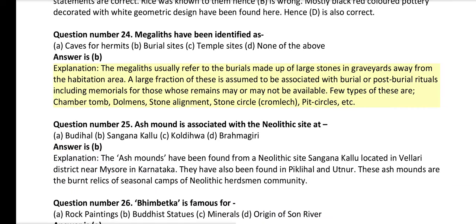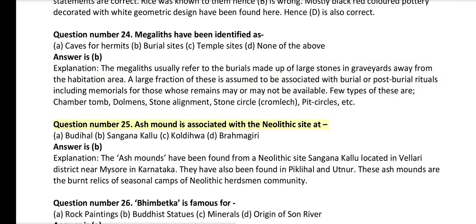Explanation. The megaliths usually refer to the burials made up of large stones in graveyards away from the habitation area. A large fraction of these is assumed to be associated with burial or post-burial rituals, including memorials for those whose remains may or may not be available. Few types of these are chamber tomb, dolmens, stone alignment, stone circle, cromlech pit circles, etc.